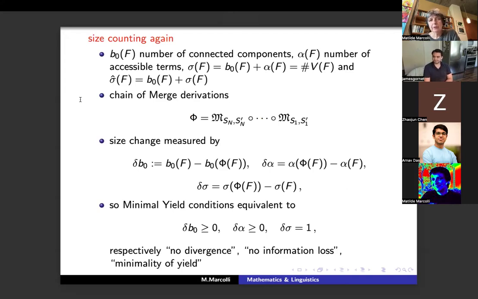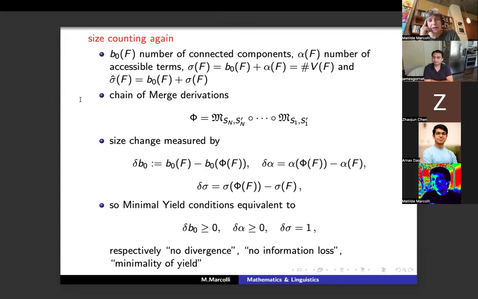So let's go back to this counting of size effects on the size of workspaces that we used before. I'm going to recall a couple of things since I talked about it quite a while back. One thing you count is the zeroth Betti number, which is just the number of connected components of the workspace. Another thing you count is the number of accessible terms of the workspace. And you can also count the sum of the two, which is accessible terms, including counting components as being accessible terms of the workspace.